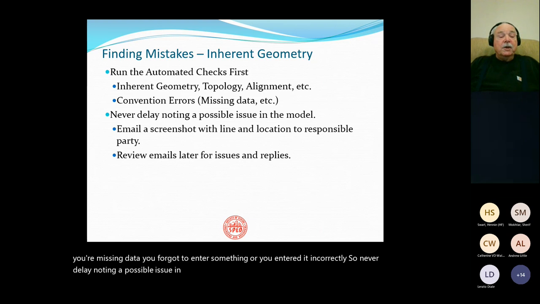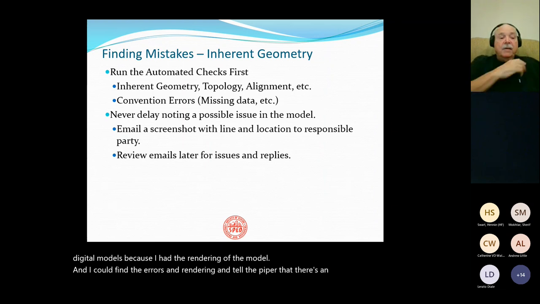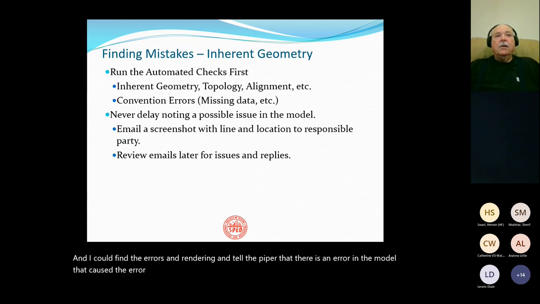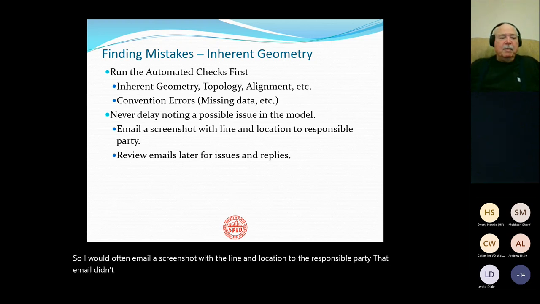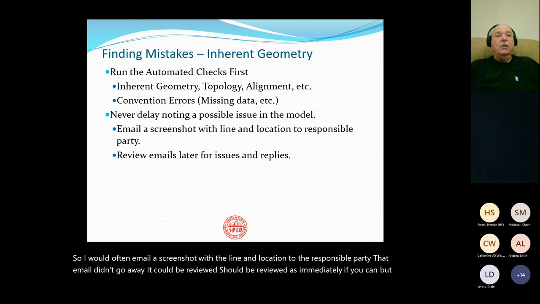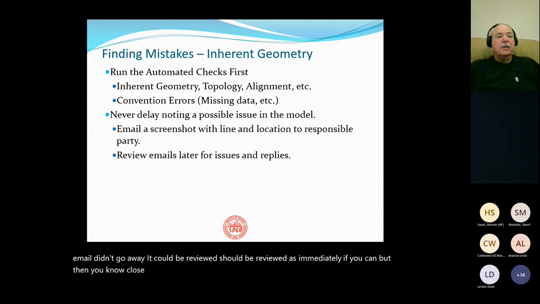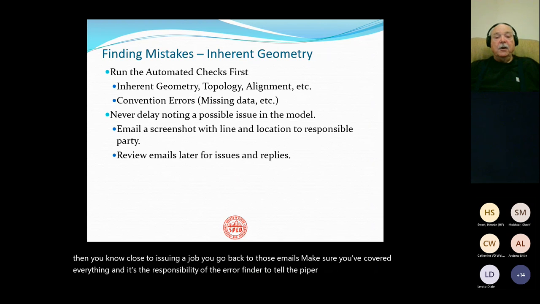I know as a pipe stress engineer, I checked a lot of digital models because I had the rendering of the model and I could find the errors in rendering and tell the piper that there's an error in the model that caused the error in rendering. So I would often email a screenshot with the line and location to the responsible party. That email didn't go away. It could be reviewed, should be reviewed as immediately as you can, but then, close to issuing a job, you go back to those emails and make sure you've covered everything. And it's the responsibility of the error finder to tell the piper all the details he needs to locate and correct the error.